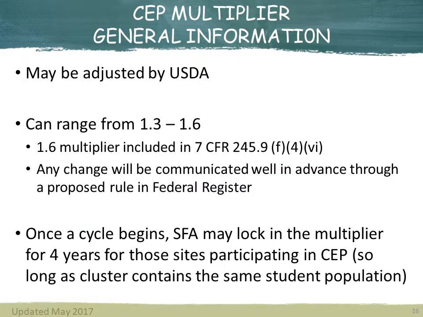Okay, so the CEP multiplier. So this is always a question. What if it changes? So it can be adjusted by USDA. It can range anywhere from 1.3 to 1.6. 1.6 is what's included in the regs. So any change, you will know about it. So it shouldn't sneak up on you. It's just like any other proposed change. It goes through communication as a proposed rule in the Federal Register. So you're going to know if they decide they want to change it. But right now it's 1.6, and we don't know any differently.